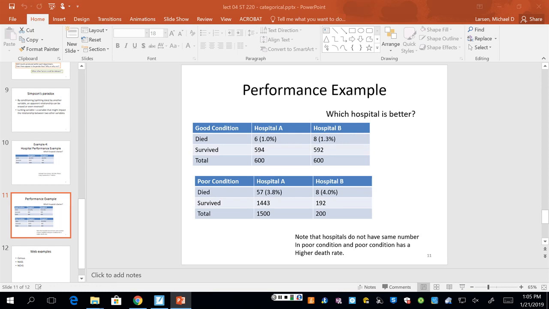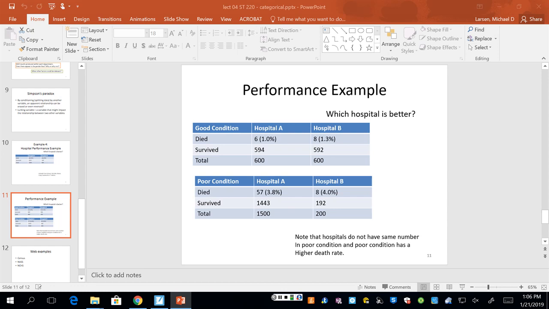How about the ones that are in the good condition? They're both getting 600, but there's slightly more deaths in hospital B. Hospital A is doing a little bit better. There's not all that big of numerical differences between that, but the idea is that hospital A is doing better for everybody, no matter what condition you are. But their patient case mix starts out worse. They're the hospital that gets more of the worst cases.